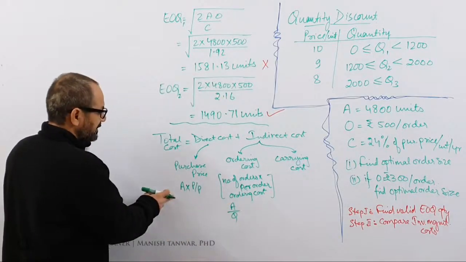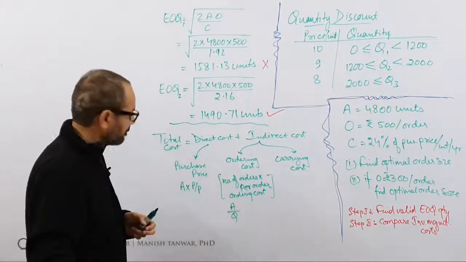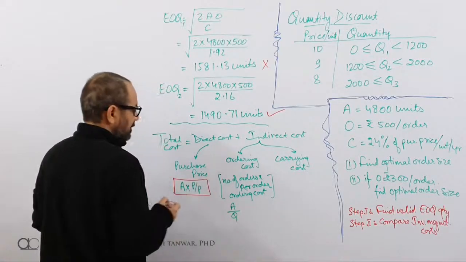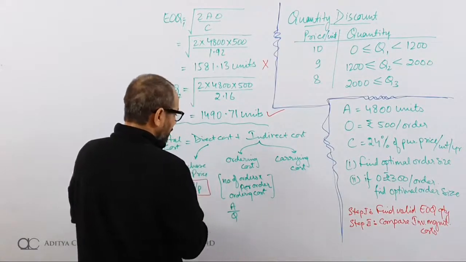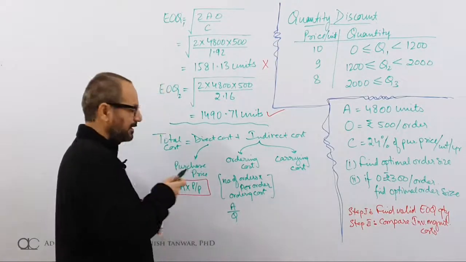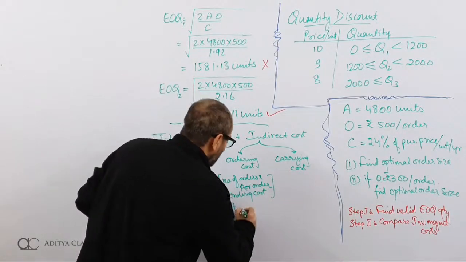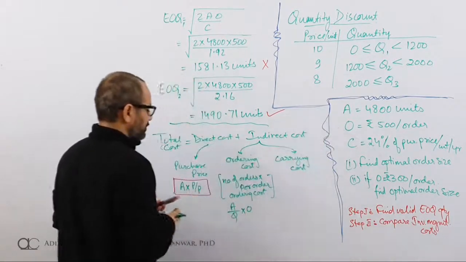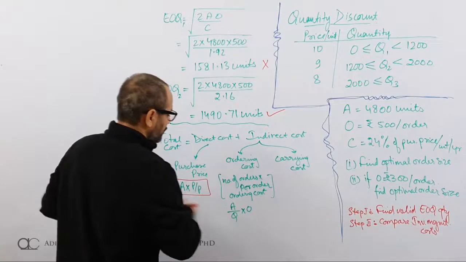So we have purchase price as this. We have ordering cost, number of orders is A divided by Q, and per order ordering cost is O. Per order ordering cost is O. So this becomes my ordering cost formula.